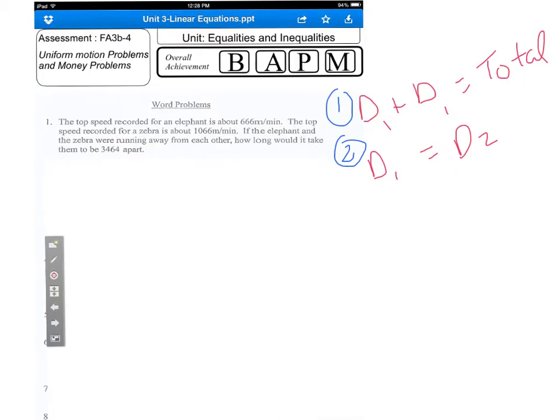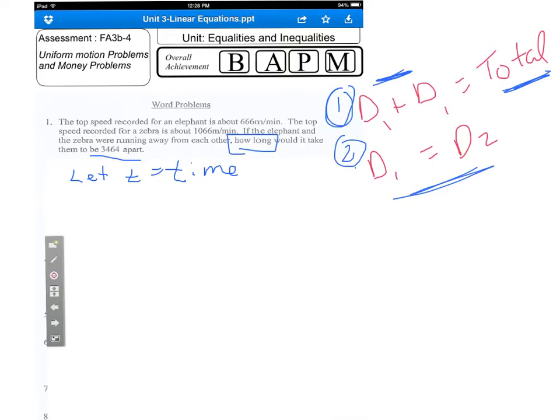So once again, we have two different types of problems. We have a type 1 problem where we add the distances together, and a type 2 problem where the distances are actually equal to each other. The first one we have is a type 1 problem where we add the distances because we're trying to find a total distance of 3464. So we're going to let t be the time traveled, because we're looking for how long does it take, which is time.